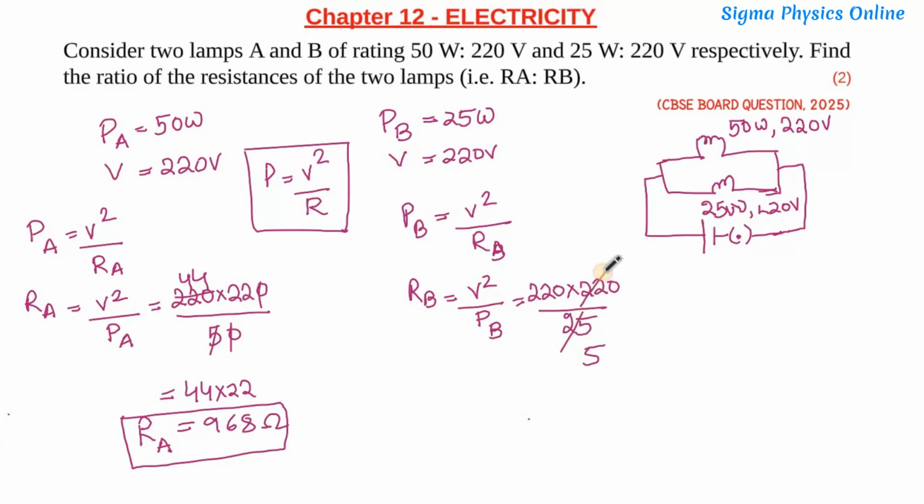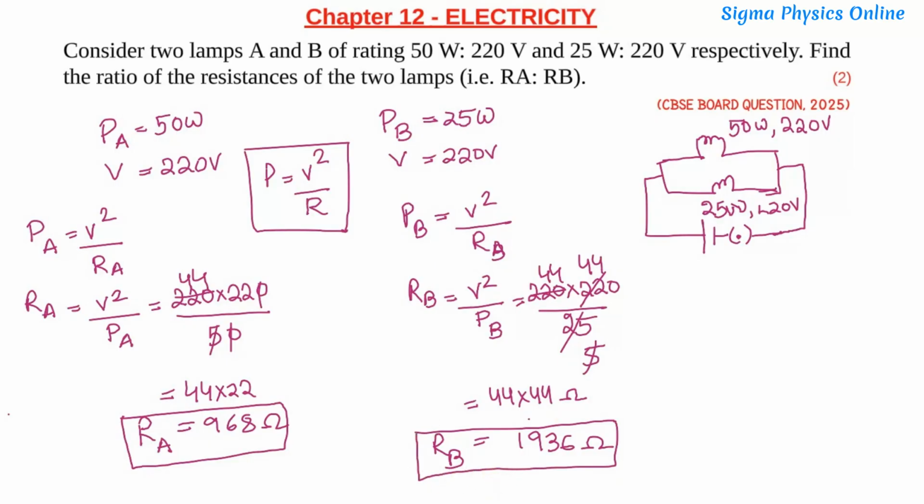So it's 5, this is 44. Again it's 44, which is 44 into 44 ohm, which is 1936 ohm. Hence the resistance of bulb B is 1936 ohm. So we found out the resistance of bulb A is 968 ohm and resistance of bulb B is 1936 ohm. So now we need to find out the ratio of the resistance of the two bulbs.